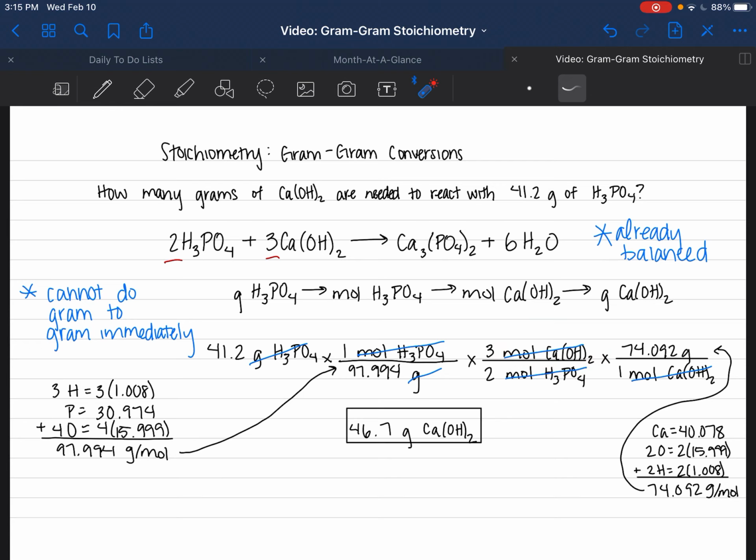We need to get that into grams. So once again, calculate your molar mass for that compound right here. And 1 mole of that calcium hydroxide is equal to 74.092 grams. Again, those moles will cancel out, and we should be left with the grams. Put that all into your calculator, and you should get that we need 46.7 grams of calcium hydroxide to react with 41.2 grams of our phosphoric acid.